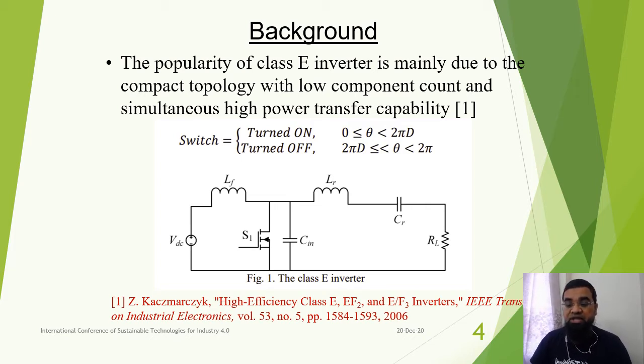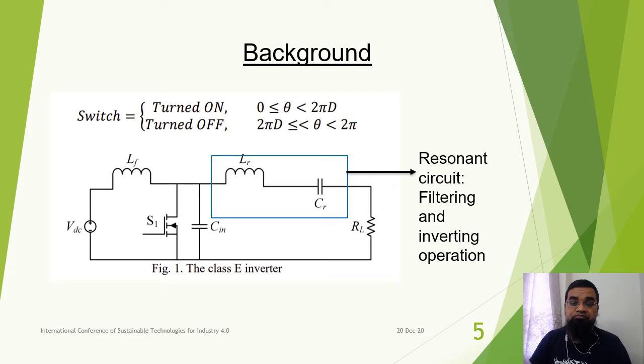So this is its advantage, but as you know, it's a very old design, so it has some disadvantages. Later, researchers have proposed many modified versions of the class E inverter. The resonant part here is the main part of this inverter, which really converts the DC power into AC power.